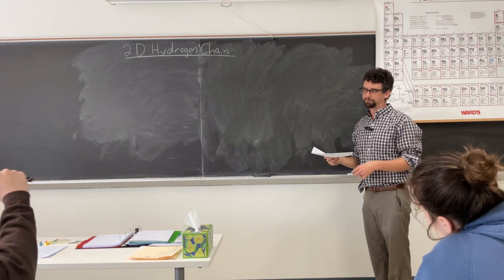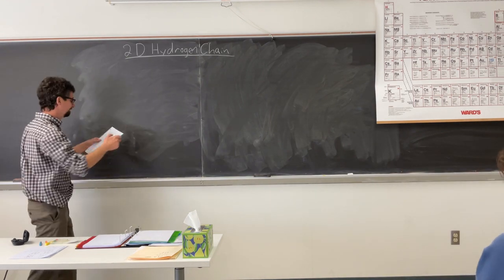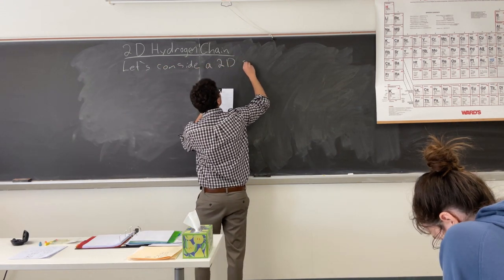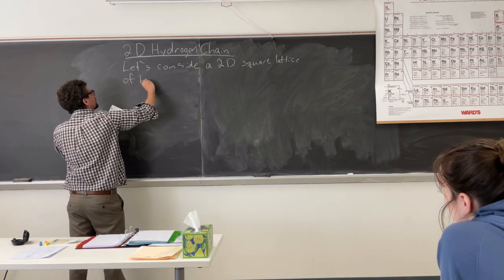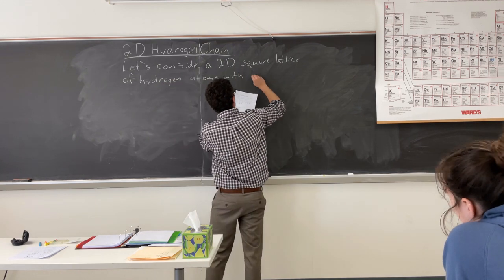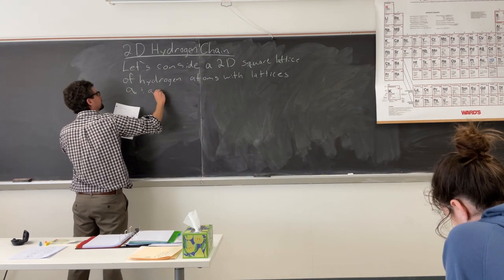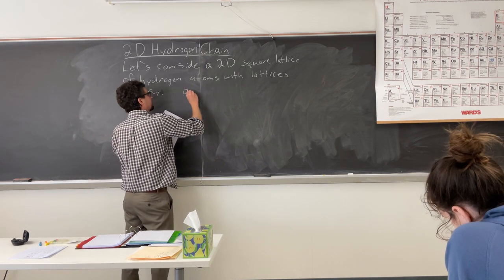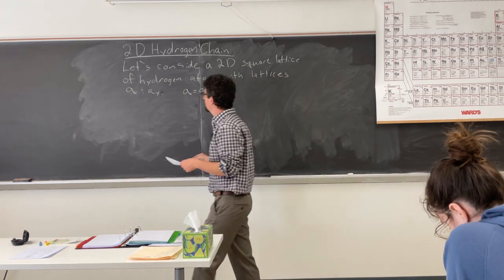So with 2D hydrogen, like a square. Yep, we're looking at a square lattice, hydrogen chain. Let's consider a 2D square lattice of hydrogen atoms with lattice constants ax and ay. What do we know about ax and ay given we're on a square lattice? ax is equal to ay, but we want to distinguish them from one another for a reason we'll see in a second. So here's our square lattice.